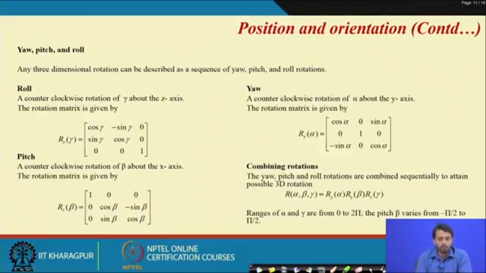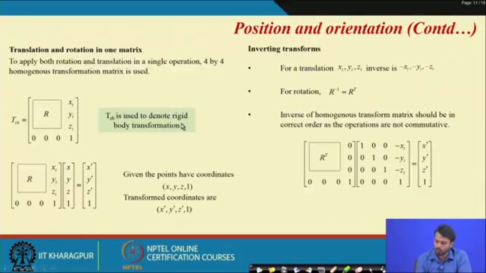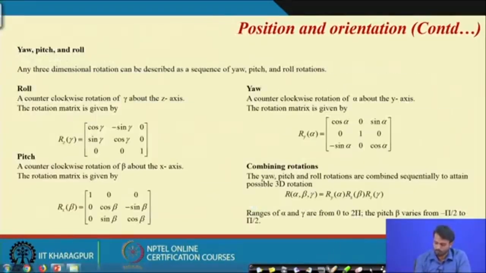So, yaw, pitch and roll. Any three dimensional rotation can be described as a sequence of yaw, pitch and roll rotations. What is roll? A counterclockwise rotation by an angle gamma about the z axis, in which the rotation matrix can be given by Rz(gamma) equal to cos gamma, minus sin gamma, 0; sin gamma, cos gamma, 0; then 0, 0, 1.